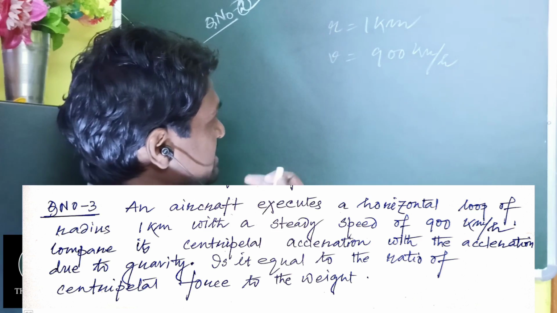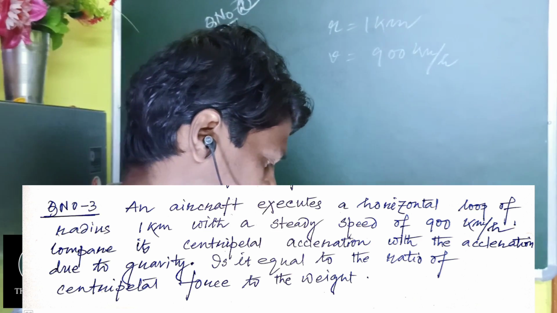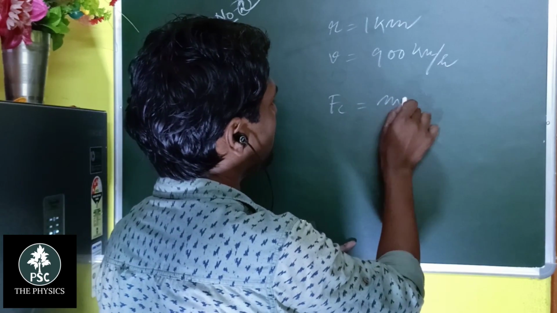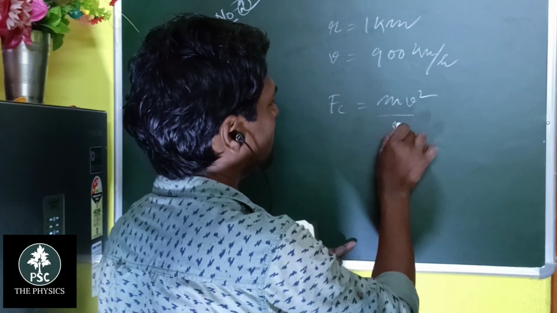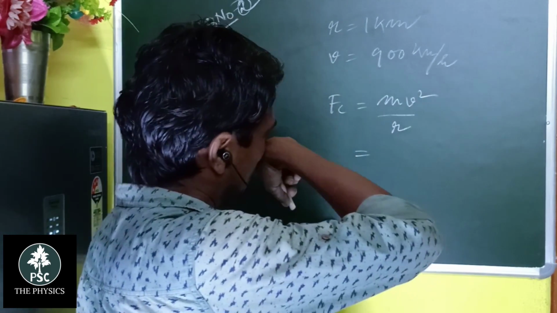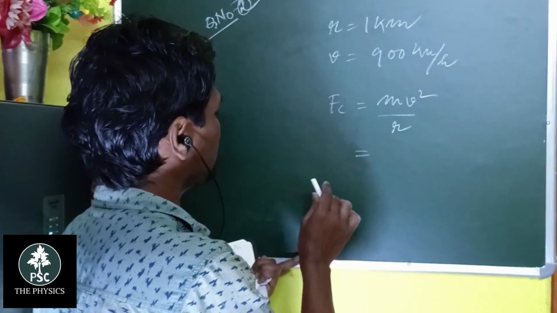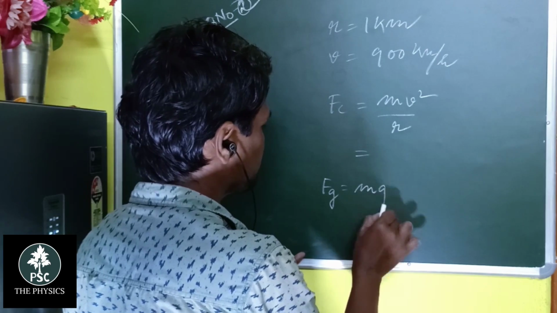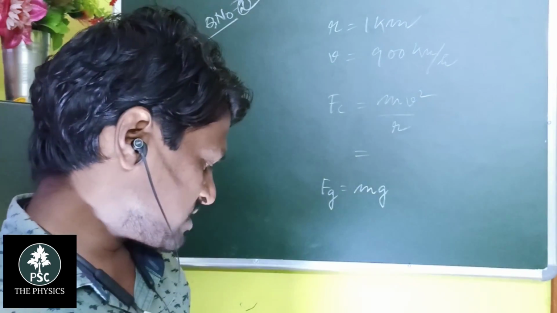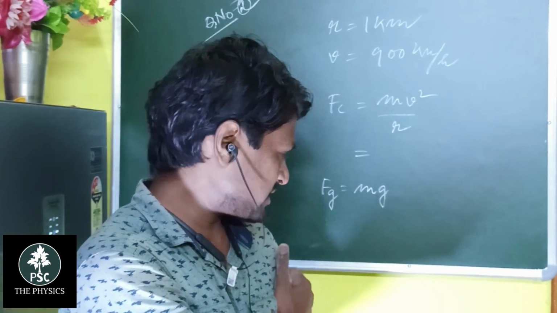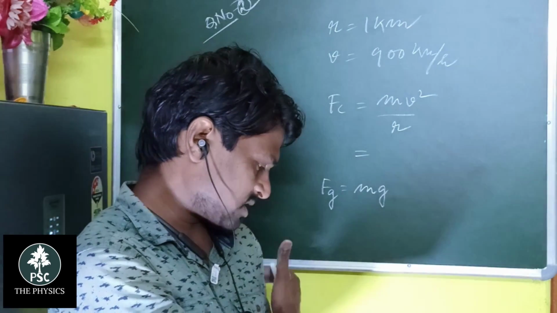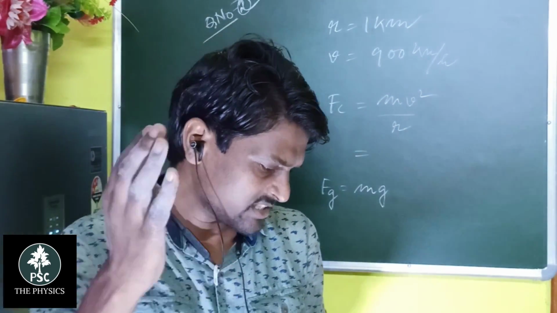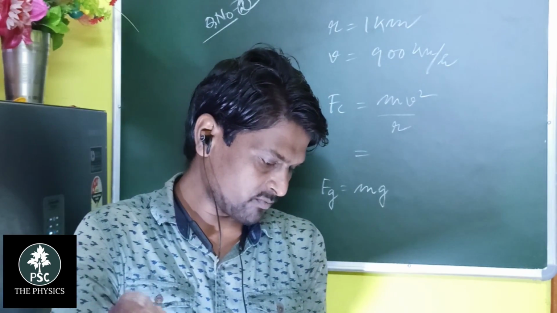So what is the centripetal acceleration? Fc is equal to mv square by r. So here you have to compare this one with a force, that is gravity force, and the gravity force is mg. So you have to compare this one with the gravitational force, and the next question is, is it equal to the ratio of the centripetal force to the weight?